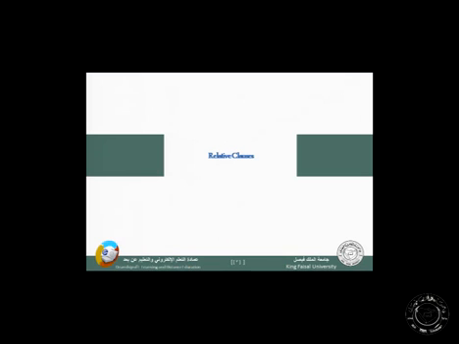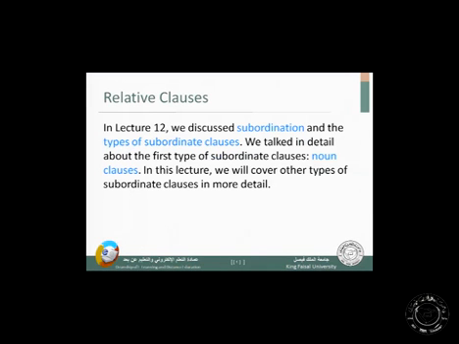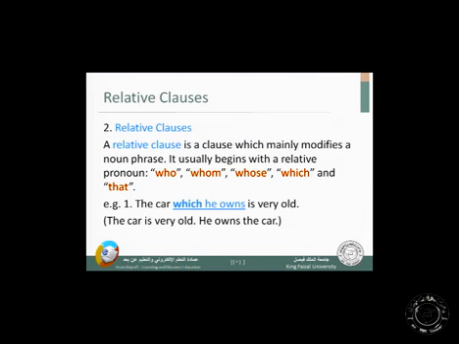So in this lecture, we will talk about relative clauses and other subordinate clauses in continuation to our discussion of complex sentences and subordination. In the previous lecture, lecture 12, we discussed subordination, and we said there are types of subordinate clauses, and we talked in detail about the first type, which is noun clauses. So in this lecture we'll cover other types of subordinate clauses in more detail. First we will start with relative clauses.